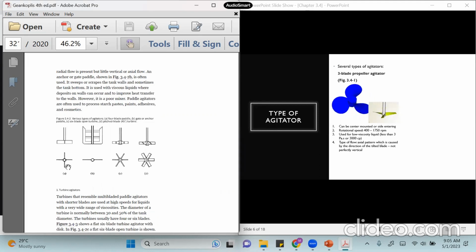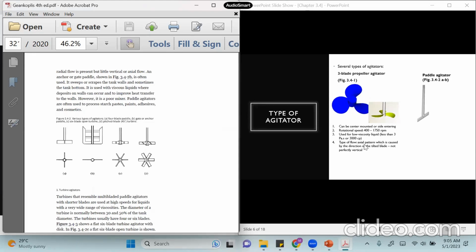Because the blade of the agitator is placed in a perfectly vertical manner. While for this D, as you can see, the blade is tilted, so it will cause an axial flow. If you see the figure on the right, the three-blade propeller agitator, the blade is a little bit tilted. It's not perfectly vertical, so it will form the axial pattern of the flow.